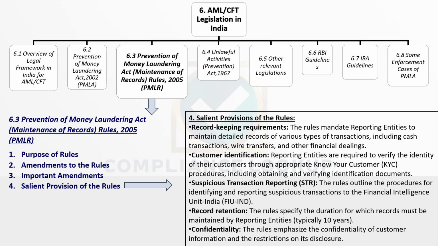Conclusion: the Prevention of Money Laundering (Maintenance of Records) Rules 2005 (PMLR) are a crucial part of India's efforts to prevent money laundering and terrorist financing. They ensure that reporting entities, like banks and businesses, maintain proper records, verify their customers, and report suspicious transactions to the authorities. By following these rules, reporting entities help in creating a transparent and secure financial environment that deters criminals from using the financial system for illegal purposes.